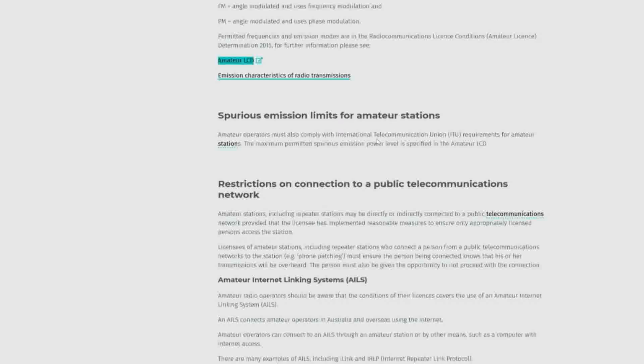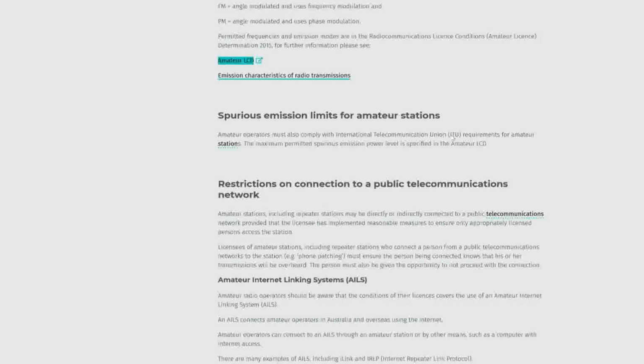Now, I reiterate, you do not have to worry about this for exam purposes. You don't need to worry about the mathematics and the figures and so on, but you really should know that there are limits to spurious emissions from amateur stations. In previous versions of this document, those emissions were put in here, but now this document just refers you to an International Telecommunications Union document, which means you've got to go off and find out what they are.